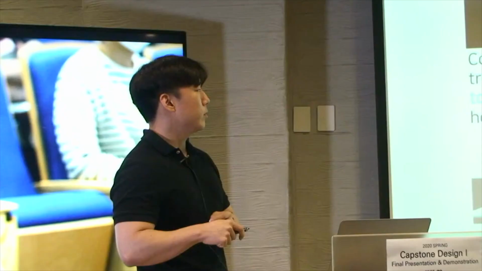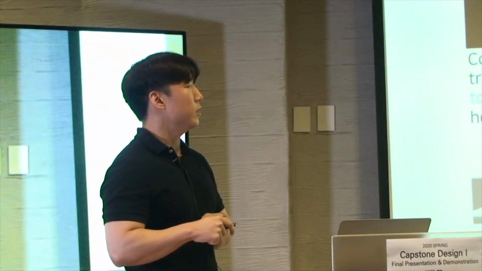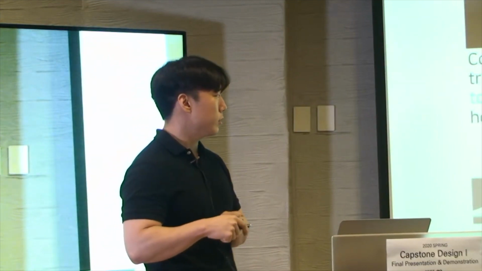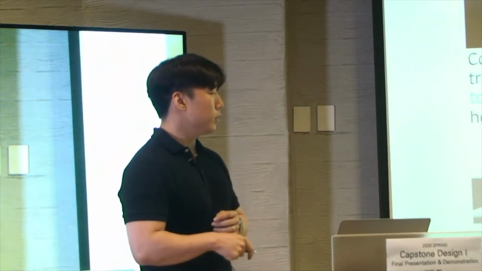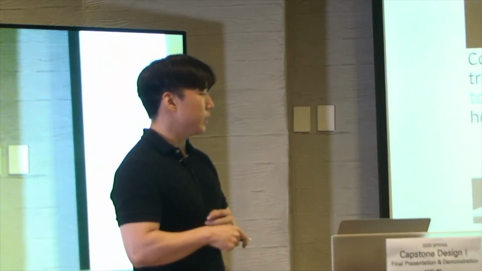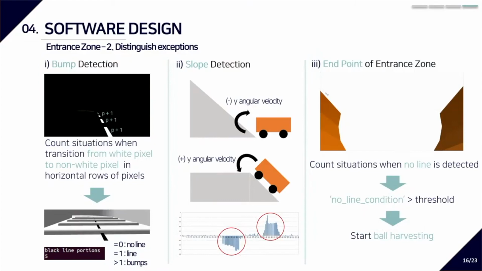And for the slope condition, when the robot enters the slope, it gives negative y angular velocity, and it gives positive y angular velocity when it escapes the slope. So we detect this by using the IMU sensor here and use it to modify the motor input.